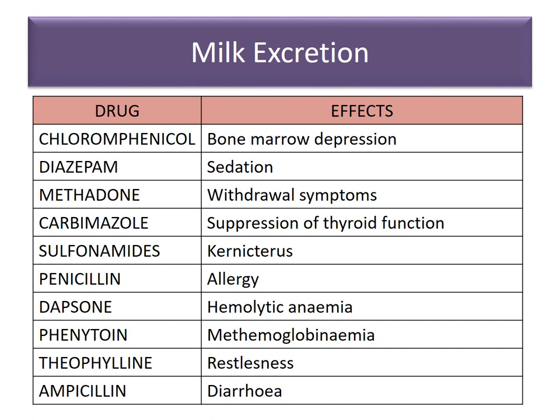So chloramphenicol, a broad spectrum antibiotic, if taken by the mother can go to the infant by milk and cause bone marrow depression in the infant. Diazepam, the child will have sedation. Methadone, the child will have withdrawal syndrome. Carbimazole, suppression of thyroid function. Sulfonamides, kernicterus; penicillin, allergy; dapsone, hemolytic anemia; phenytoin, methemoglobinemia; theophylline, restlessness; ampicillin, diarrhea.